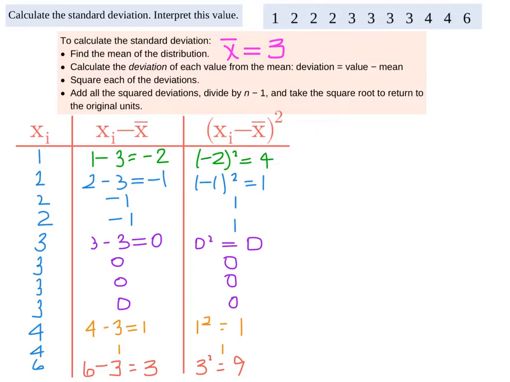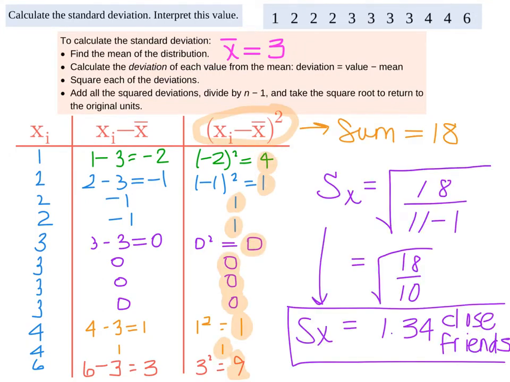So what I'm going to do is add up all these values. So 4 plus 1 plus 1 plus 1, etc., down the list. And that sum is 18, adding up all those values.